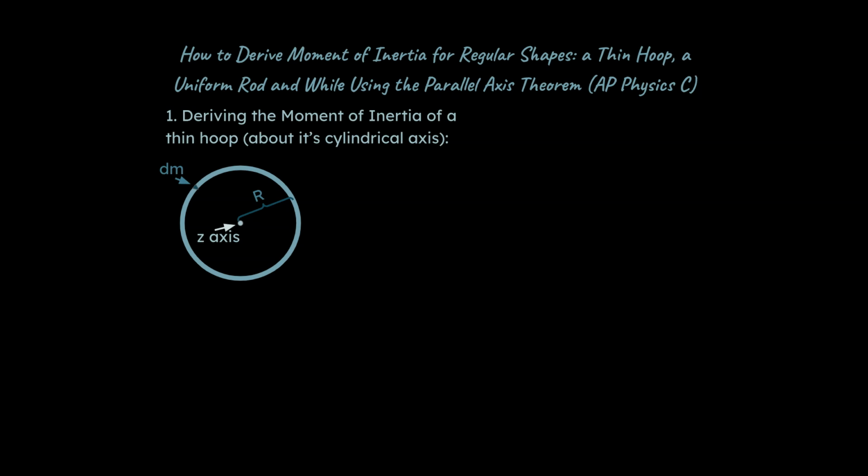Let's start with the easiest example we can, and that would be a thin hoop about a cylindrical axis. So imagine this z-axis right here is going to be pointing out of the screen towards you, and then all of these little pieces of mass are going to be at exactly the radius distance from the center, the z-axis right here. So maybe this is rotating, say, clockwise.